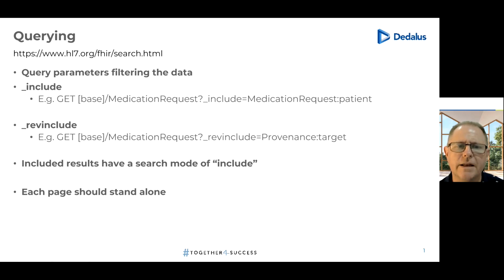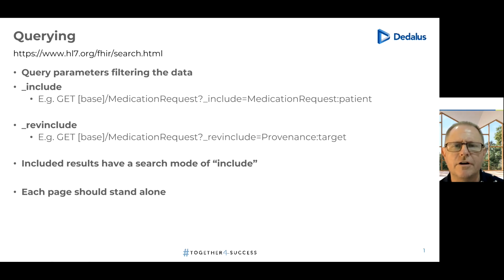The first one's all about: give me all of the medication requests and include the patients that are referenced by that particular set of medication requests. So when we get a bundle back, it'll have the medication requests that match the criteria, and it'll also give us the patient resources that are referenced by those medication requests in the same bundle.